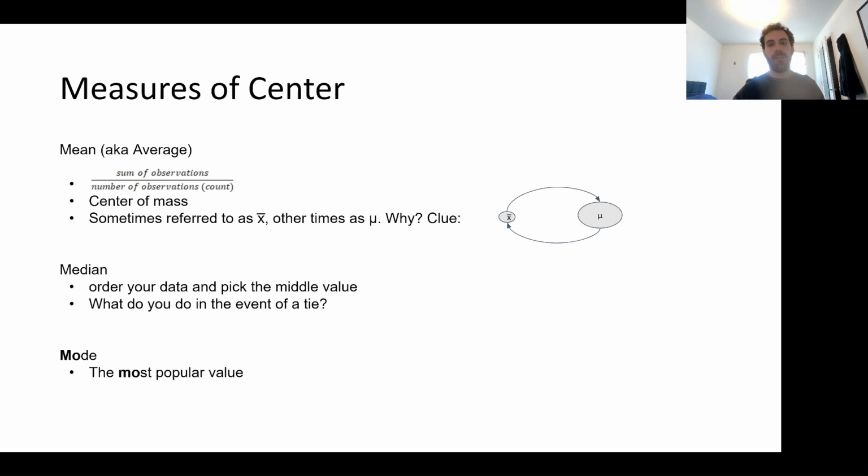So let's say you have an even number of data points. We'll make it really easy and say just 2 data points. How would you find the median?